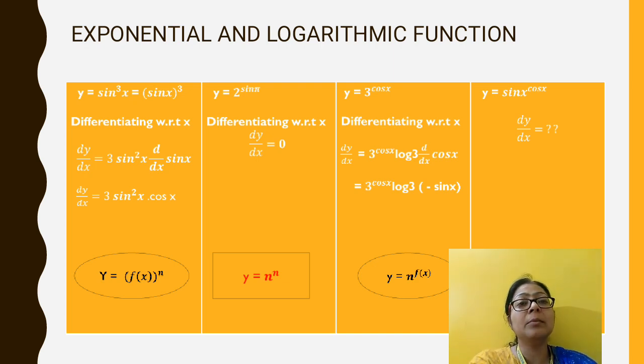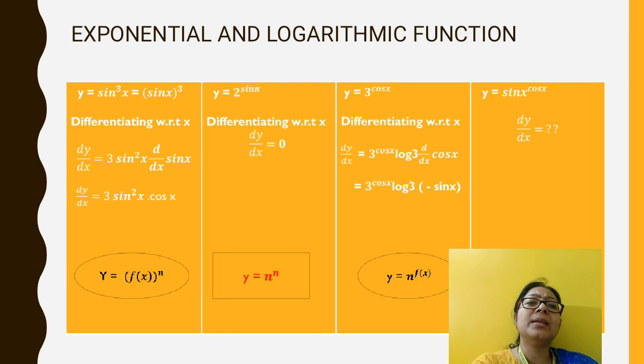Next, another sum: y equals 2 to the power sin pi. Differentiating with respect to x, the left hand side is dy/dx. On the right hand side, 2 to the power sin pi is a constant term. Both the base and the power are constant. The derivative of any constant term is known to you, that is 0. So dy/dx is 0.